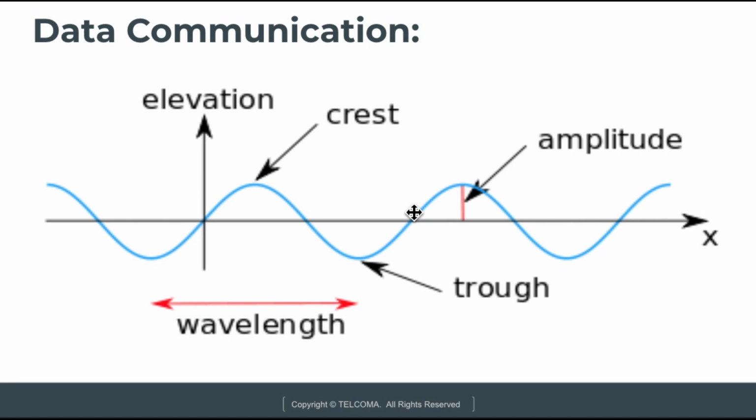Next is wavelength. Wavelength defines the length of a cycle as a signal propagates across a medium. So this is defining the wavelength. This high amplitude is defined as crest and low amplitude is defined as the trough.